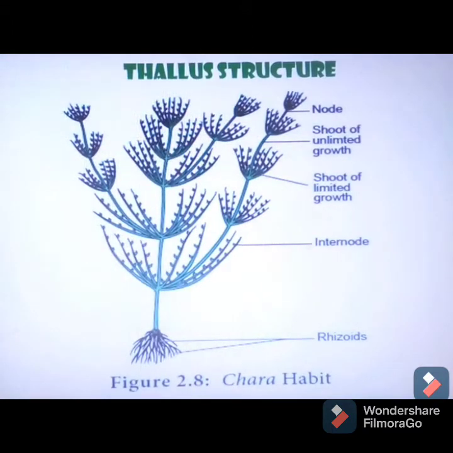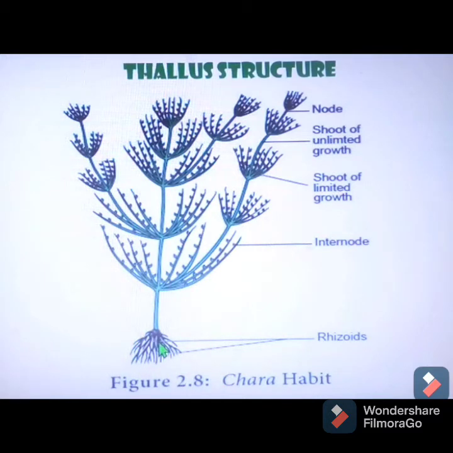Now, coming to the thallus structure of Chara. The plant body of Chara, as you can see here, is multicellular and also macroscopic. It is not microscopic, but macroscopic, and it is about 20 to 30 centimeters in height. As you can see here, it is differentiated into rhizoids and the main axis. These are the rhizoids and this is the main axis.